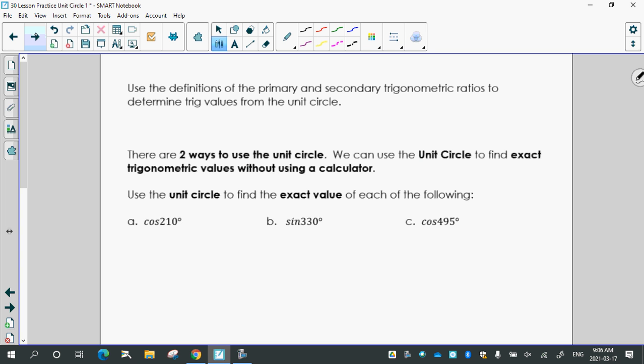Use the definitions of the primary and secondary trig ratios to determine trig values from the unit circle. There's two ways to use it. We can use the unit circle to find exact trig values. That's what we're going to work on this morning, without using a calculator and without drawing the big diagrams. We've already got our big diagram right here, and that's what we're going to use.